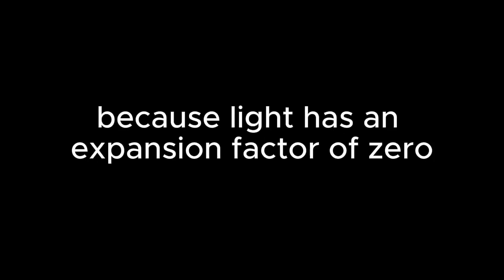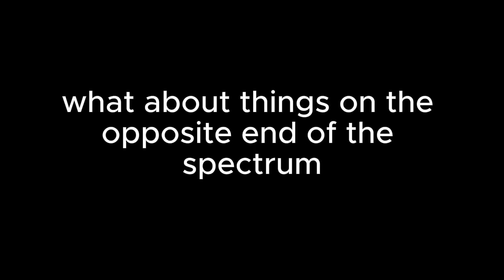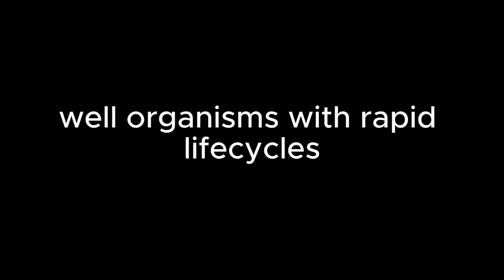Right, because light has an expansion factor of 0, so it's the ultimate non-expander. Exactly. And then as you move along the spectrum, you get to things with progressively higher expansion factors, like maybe glass sponges, which are known for their incredibly long lifespans, would be somewhere near the low end. And then what about things on the opposite end of the spectrum? Well, organisms with rapid life cycles like mayflies would be up there. And then somewhere in the middle, you'd have everything else, including humans.